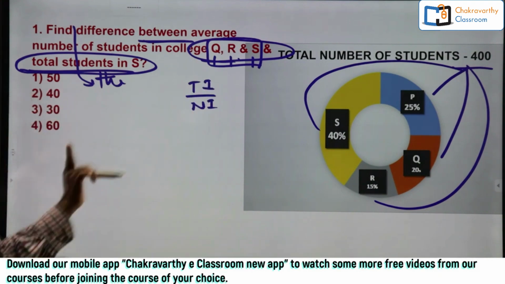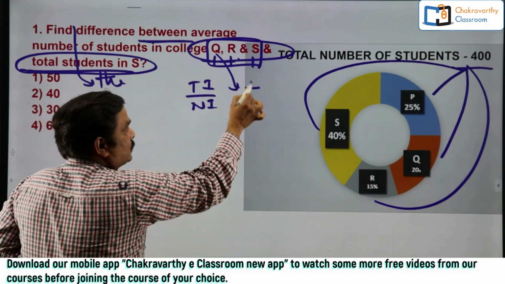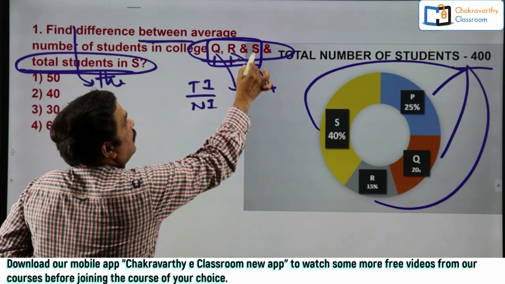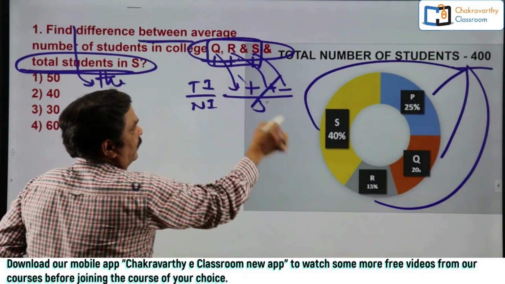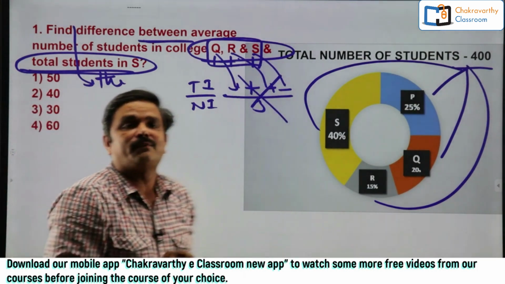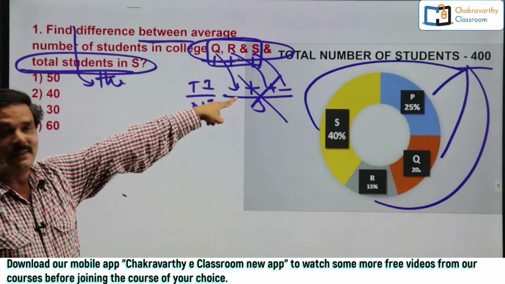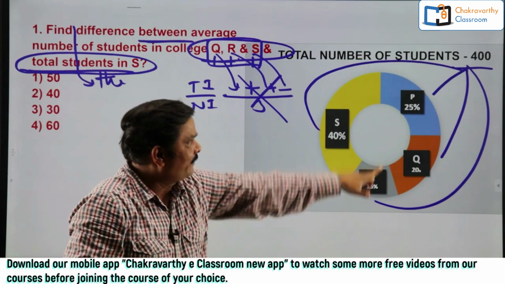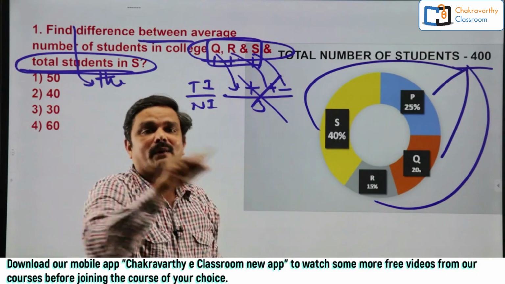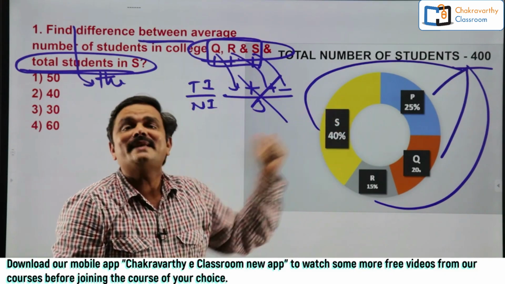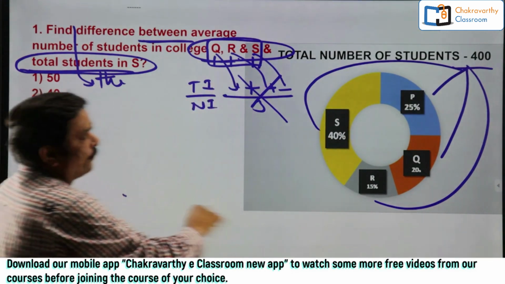Okay. Now don't do in this way. Total how many students are there in Q plus total how many students are there in R, total how many students are there in S, then divided by 3. Don't do like that, unnecessarily wastage of time. Instead of going for the total here, straight away you take average of the respective percentages only, then I can go for the total, because the total is same. For that reason, for Q, R and S, quickly go for this one.